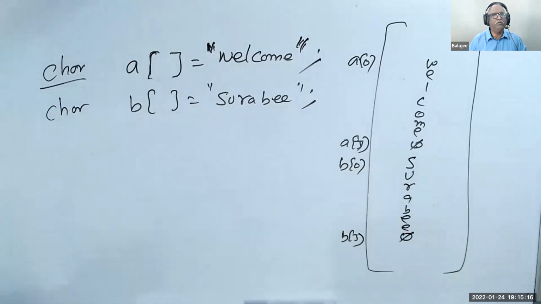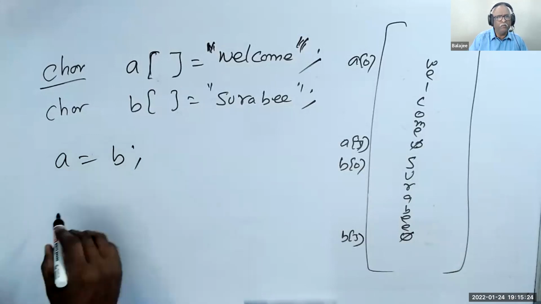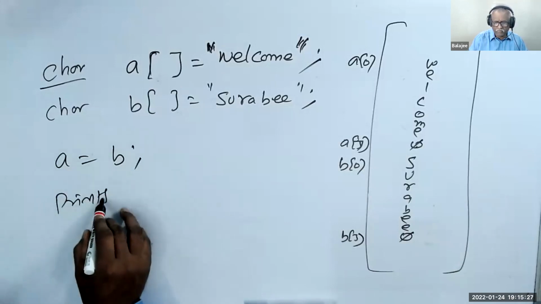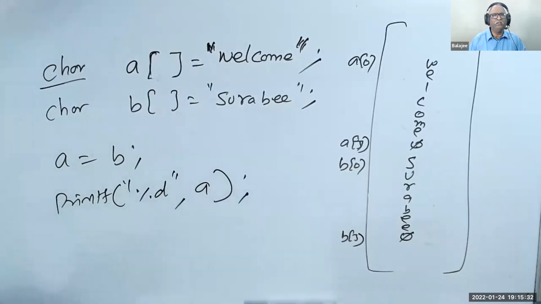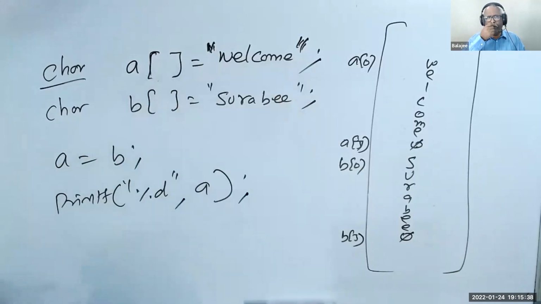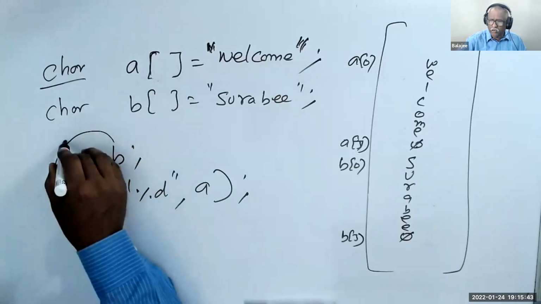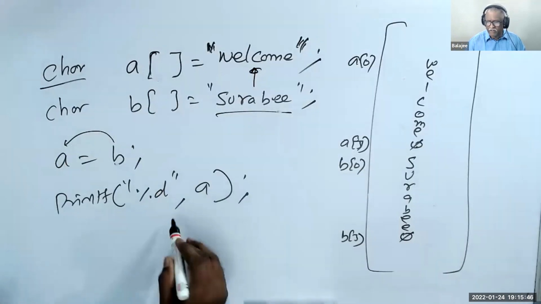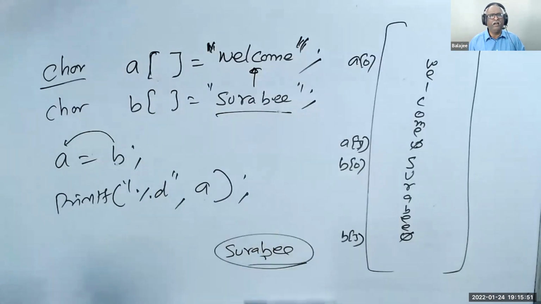Now, if you write a program, A equal to B, printf %d, comma, A. Generally, A is an array, B is an array. A equal to B means B will go to A. Surabhi will go to welcome. So I'll get printed Surabhi. This is what we generally think, and this is a question I generally ask in interviews also, please.